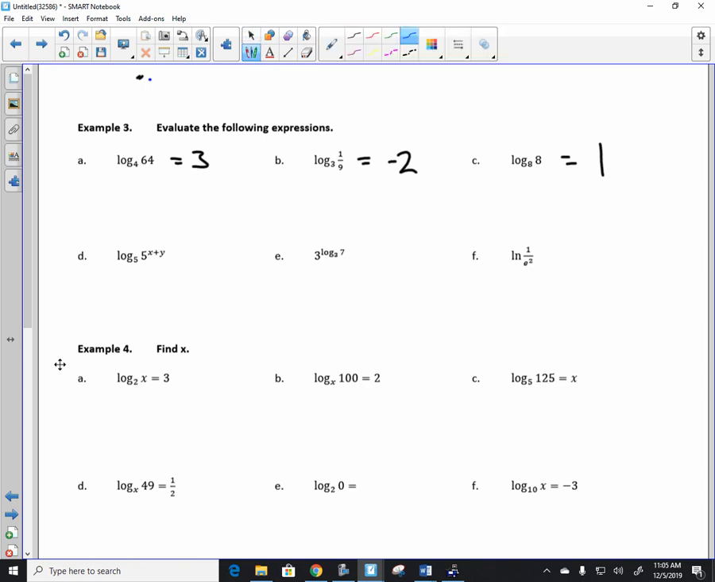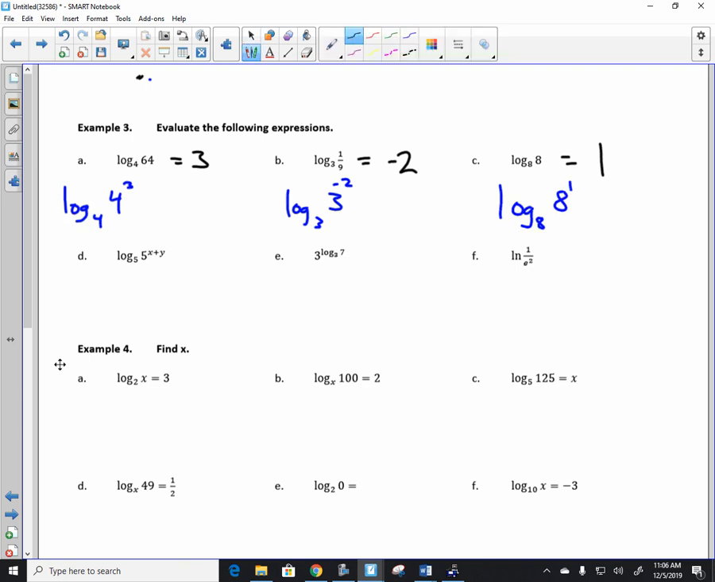And I want you to know that you may always say, well, I'll just always do it that way. You guys, we're going to use this piece. So log base 4 of 64 is the same as 4 cubed, correct? And 1/9 in log base 3 is the same as 3 to the -2. And log base 8 is of 8 to the 1. Watch what happens here.